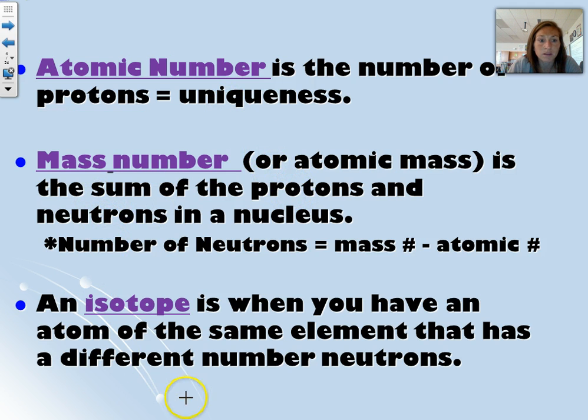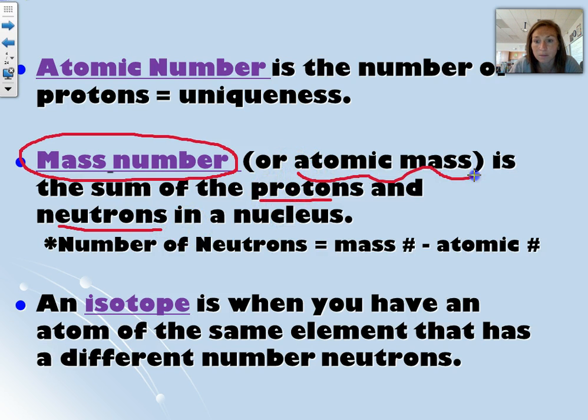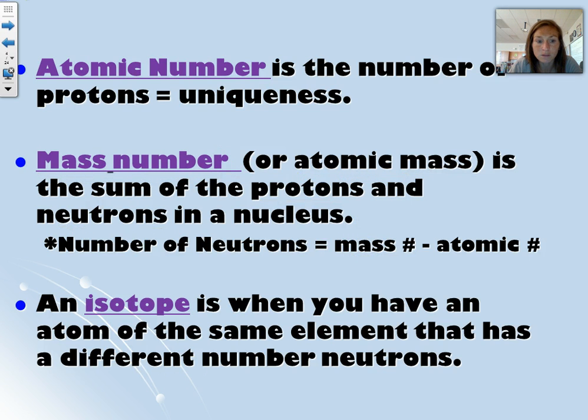Now, the mass number is the next one that we want to talk about. And remember, I told you that protons and neutrons were found in the nucleus, and they have so much more mass than the electrons, despite how small it is, that the electrons don't even take into account the mass of the entire atom itself. It's just the protons plus the neutrons that make up the mass, also referred to as the atomic mass of the atom. So you can actually calculate the number of neutrons by looking up the mass number and the atomic number. You won't find the number of neutrons listed on the periodic table.